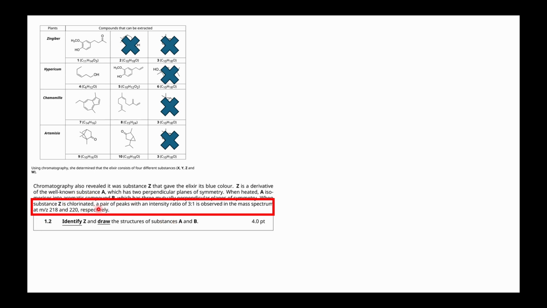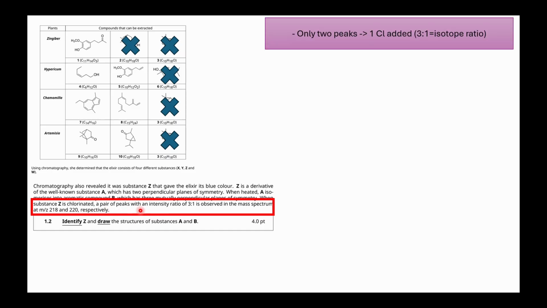So, when substance Z is chlorinated, a pair of peaks with intensity ratio 3:1 is observed in the mass spectrum at these two values. So there are only two peaks. That means only one chlorine atom is being added. And the 3:1 ratio is simply the ratio of the two isotopes of chlorine, namely chlorine-35 and chlorine-37.